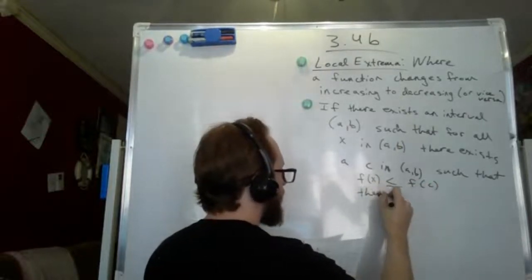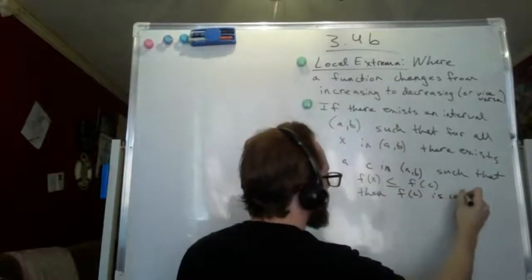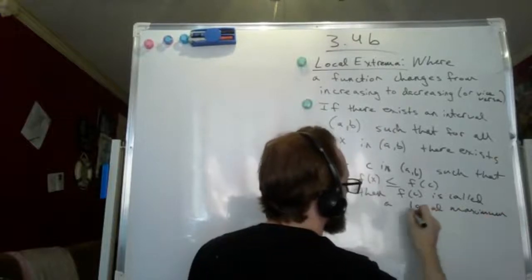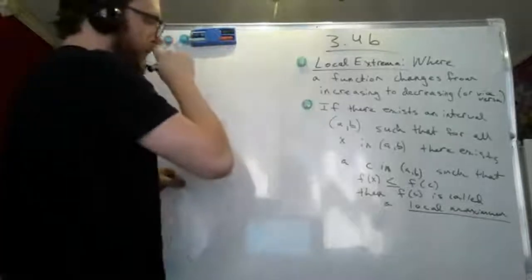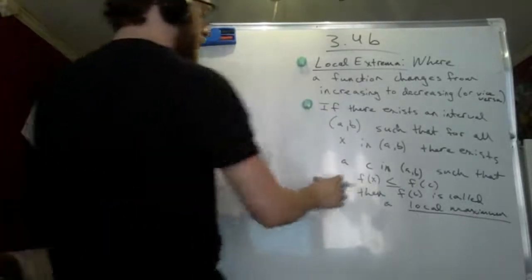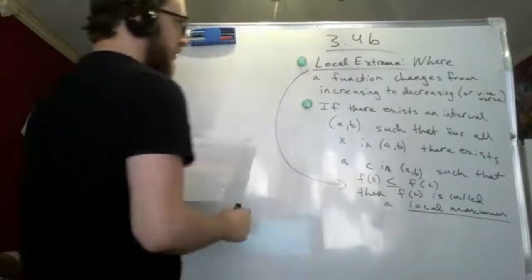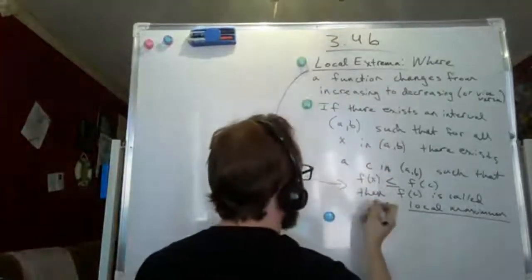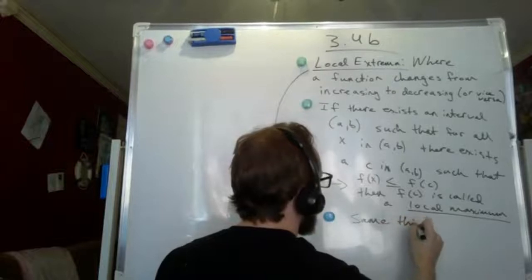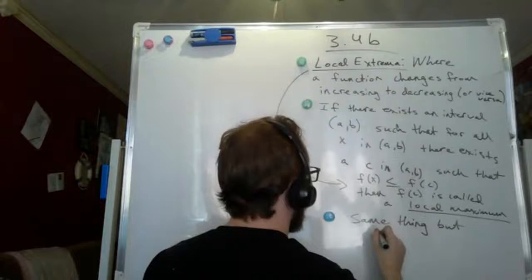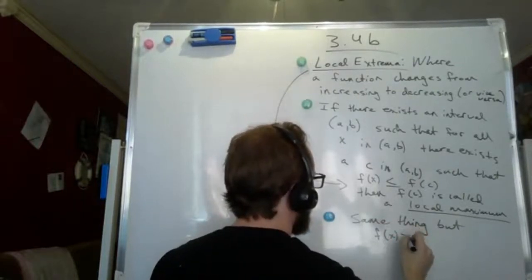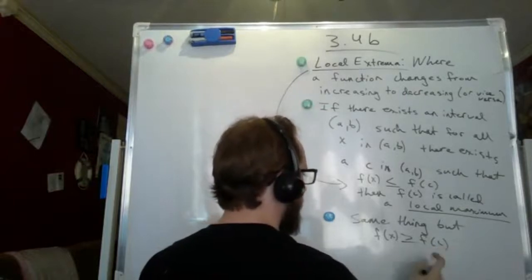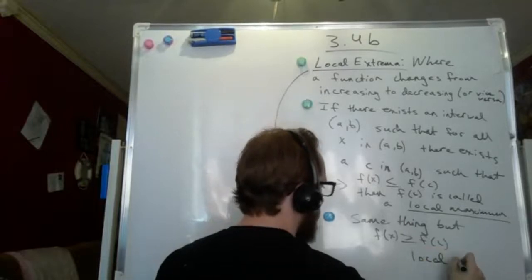Then, as you might guess, f of c is called a local maximum. More specifically, a local maximum is also a type of local extrema. So these two things relate to each other here. And if you flip the statement, if you keep the same thing, so I'm not going to rewrite the whole thing, but instead f of x is greater than or equal to f of c, so for everybody in the interval, it's then greater than or equal to this value in the interval, then we call f of c a local minimum.